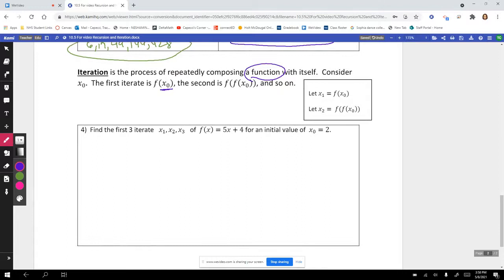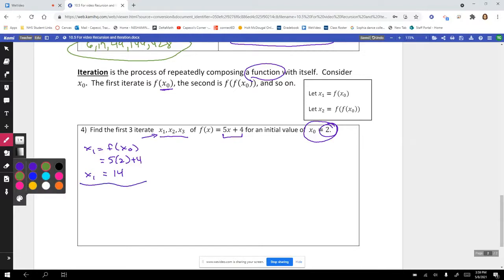Okay, so let's see what we have. Find the first three, x sub 1, 2, and 3. And they give us a function, and again, an expression. So x sub 0 is equal to 2. We're going to need that, but that's not going to be included in our first three because they tell us right from the get-go that they want x sub 1, 2, and 3. Okay, so remember x sub 1, like we said, is f of x sub 0. So our x sub 0 has a value of 2. So we're going to take 5 times 2 plus 4. So x sub 1 is equal to 14.